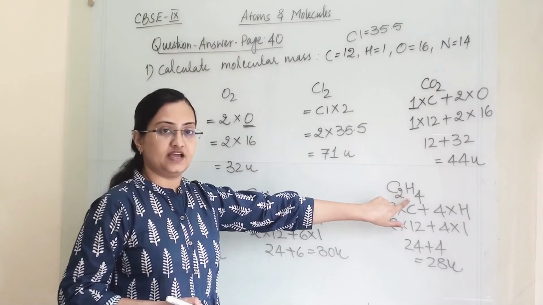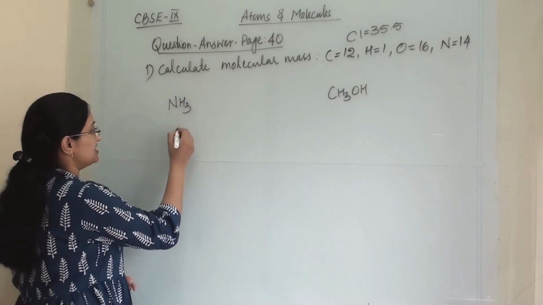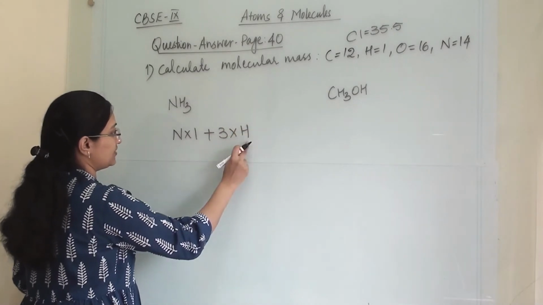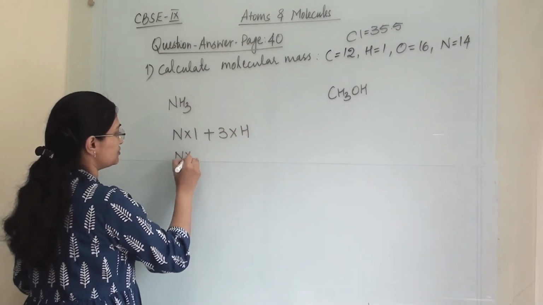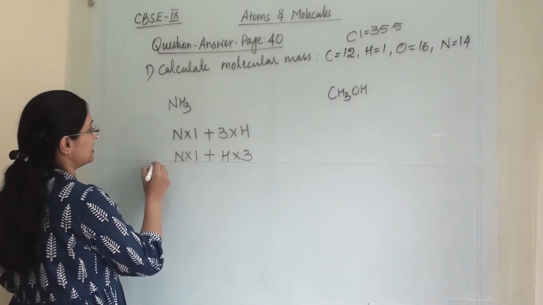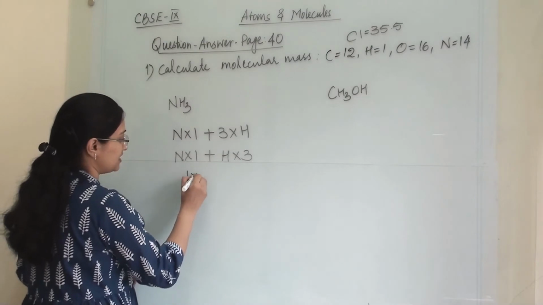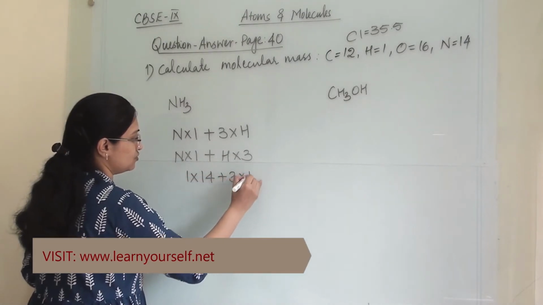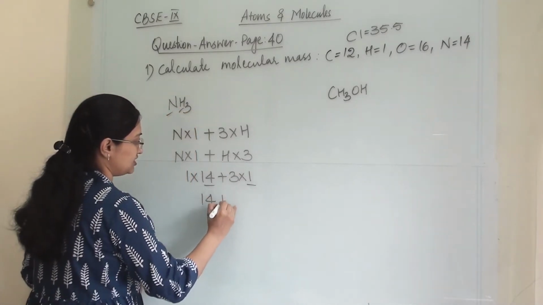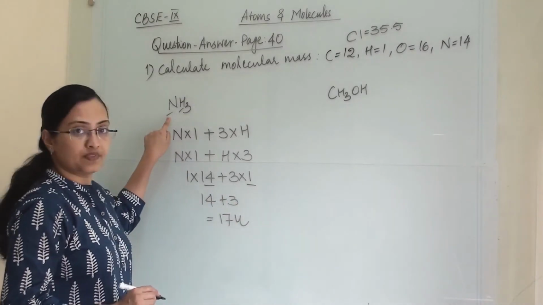This is C2H4. Then our next molecule is NH3. This is ammonia, nitrogen into 1 plus 3 into hydrogen. Anyway, we can write it as 1 atom of nitrogen and 3 atoms of hydrogen are present. So 1 into 14 plus 3 into 1. This is the atomic weight for nitrogen and hydrogen. So 14 plus 3 equals 17 unit is the molecular weight for ammonia.